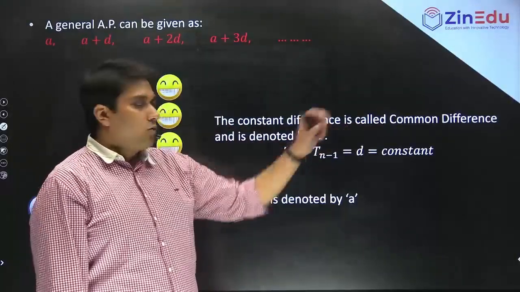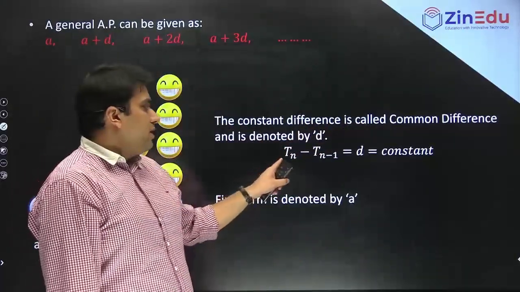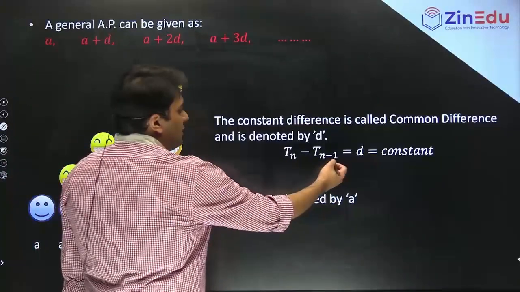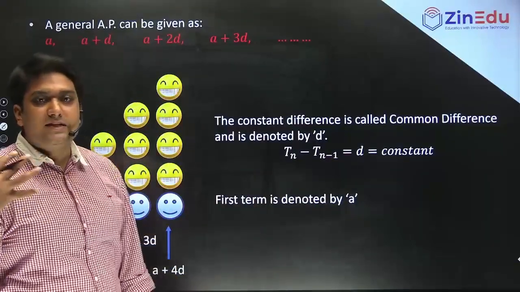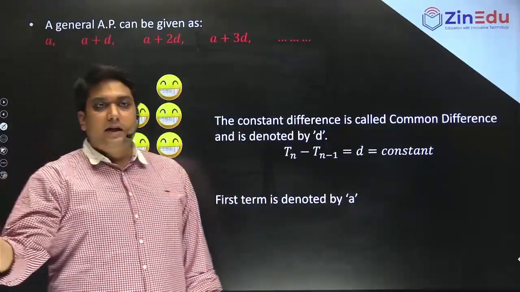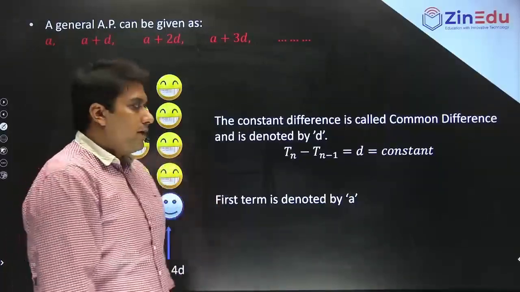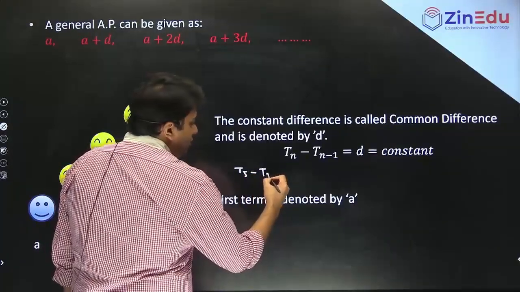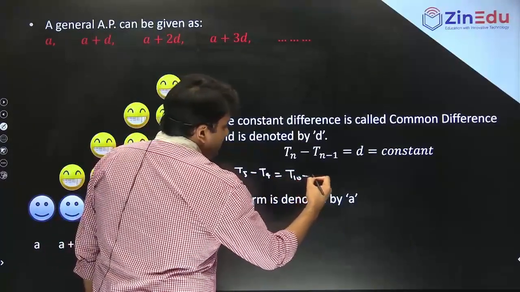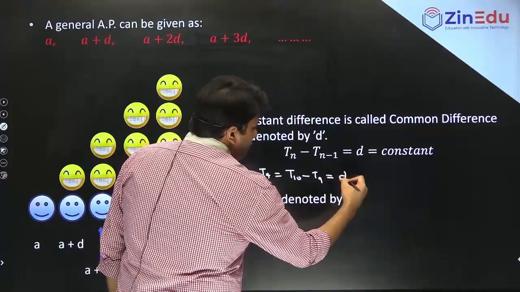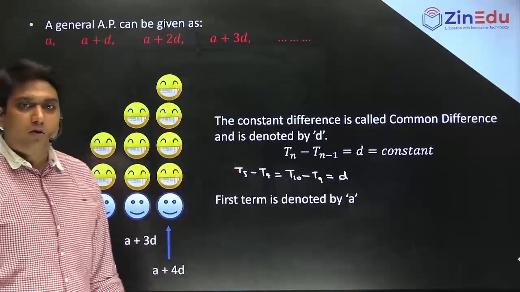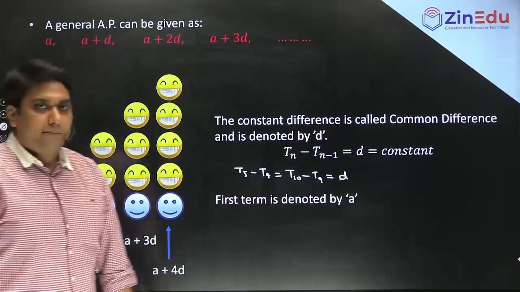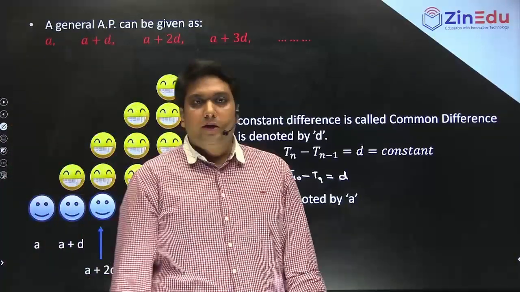The constant difference is called the common difference and is denoted by D, where Tn minus Tn minus 1 is a constant. So what does this mean? Supposing a series has 10 terms, then T5 minus T4, or T10 minus T9, will be equal to the common difference. And the first term in general is denoted by A.